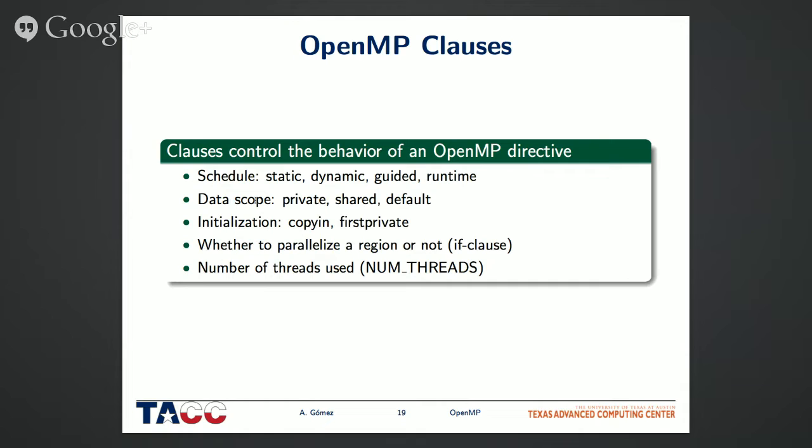There are also clauses for data scope, if it's private, shared, or default behavior, for the initialization of this data, firstprivate, lastprivate, copying, etc. We can decide if a parallel region is going to be parallelized or not.